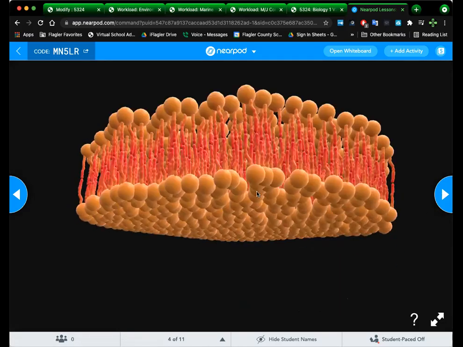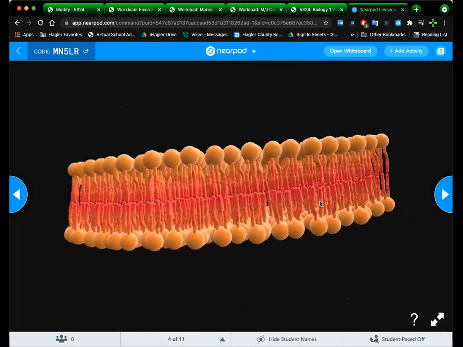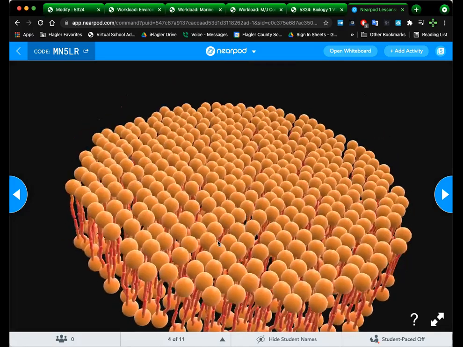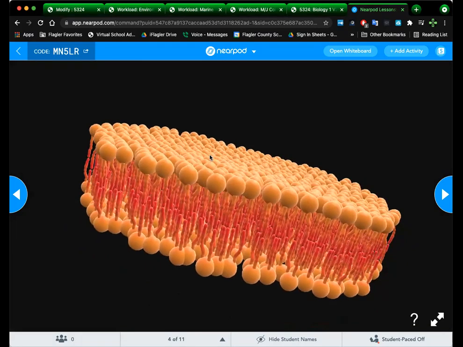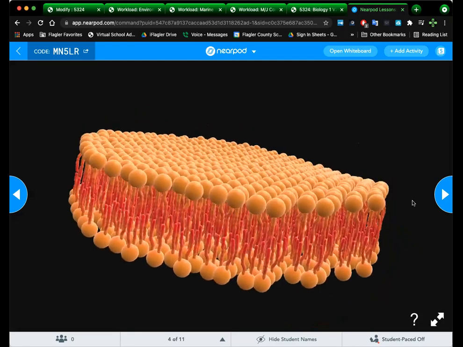All right, and here's kind of a 3D view of what that looks like. So again, every single cell has this. And then on top of this, there's going to be almost like jelly bean-like structures embedded in, and some other things, proteins, protein channels, all sorts of other stuff. But this is the bulk of the cell membrane.